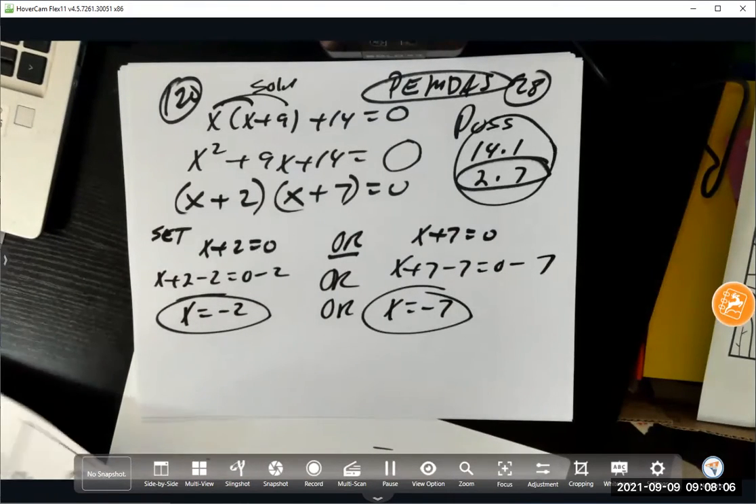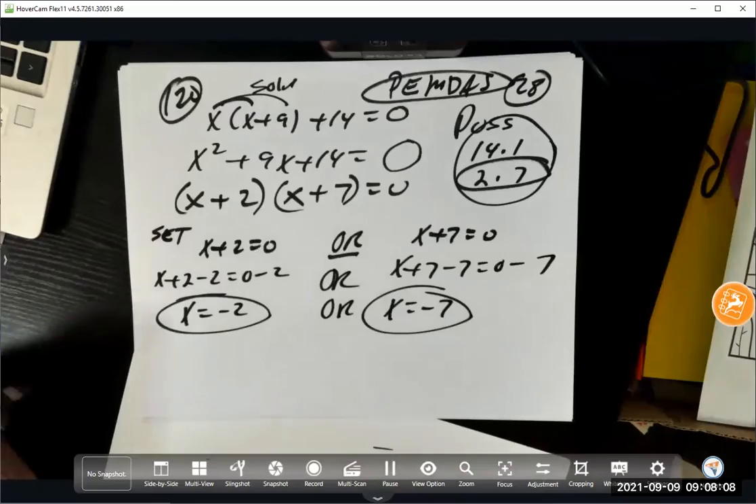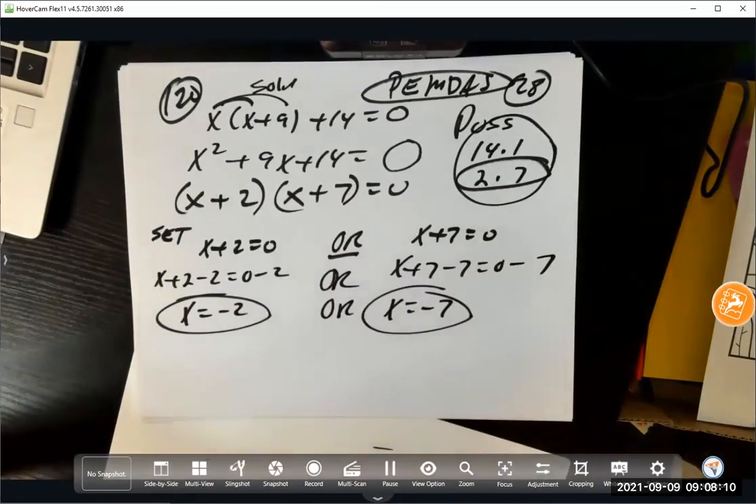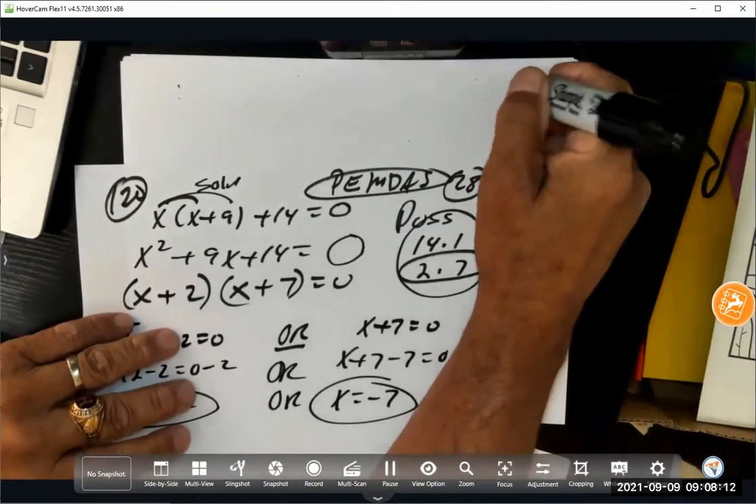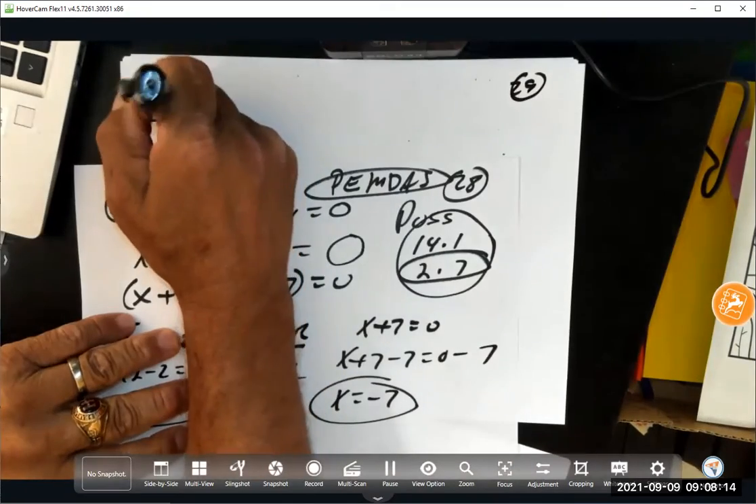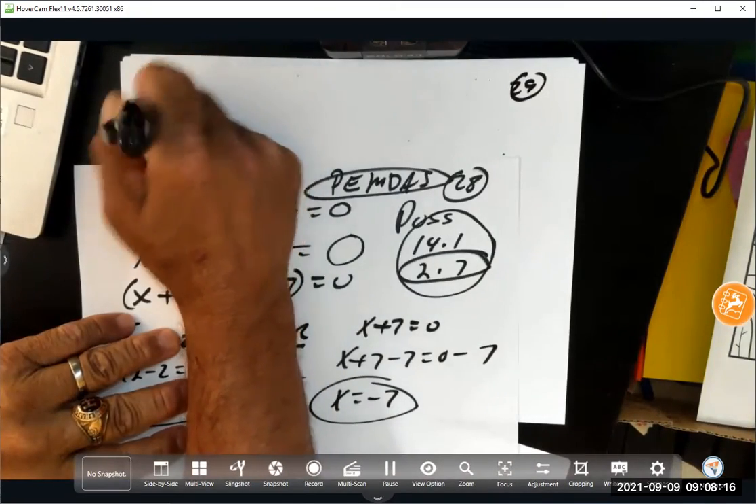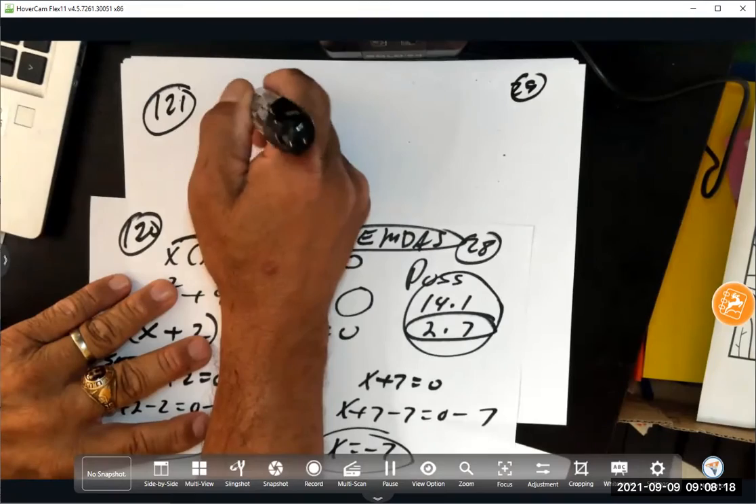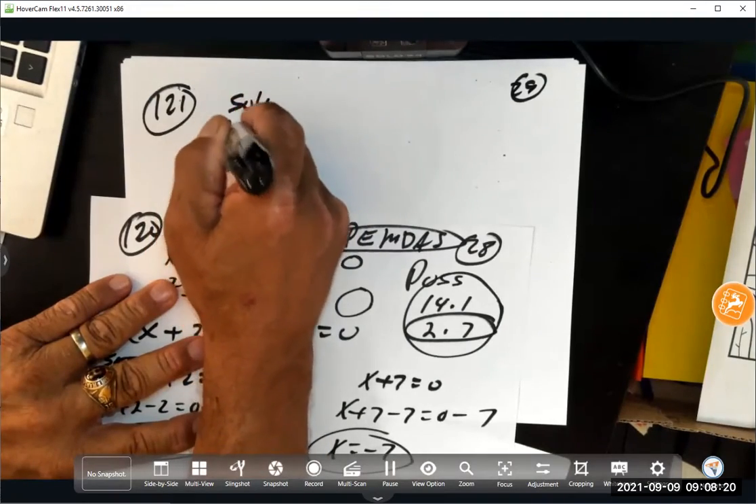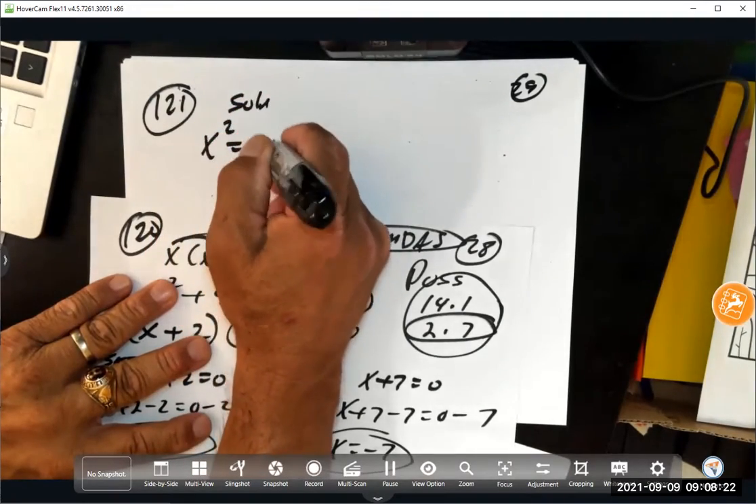All right, let me do 121. Okay. I say that one you can do. This one. 121. All right. It says solve x squared is 25.